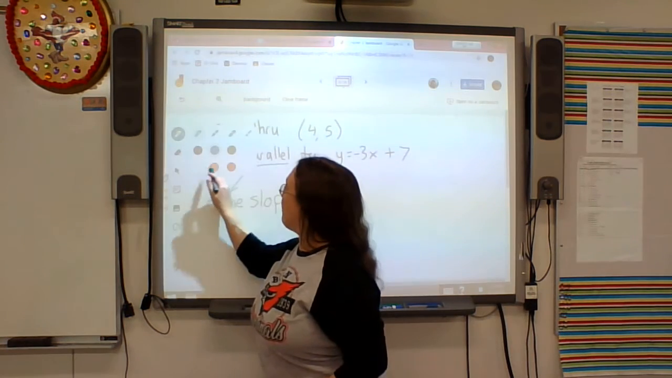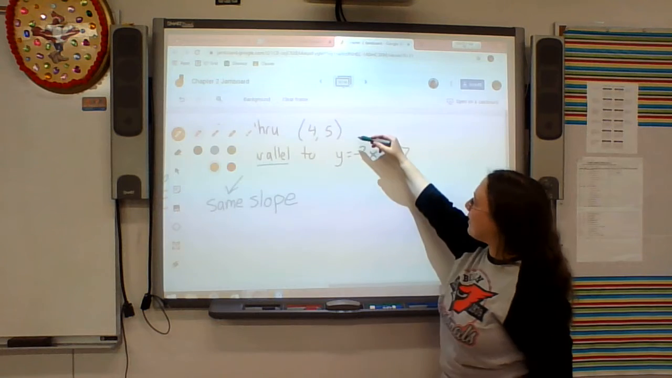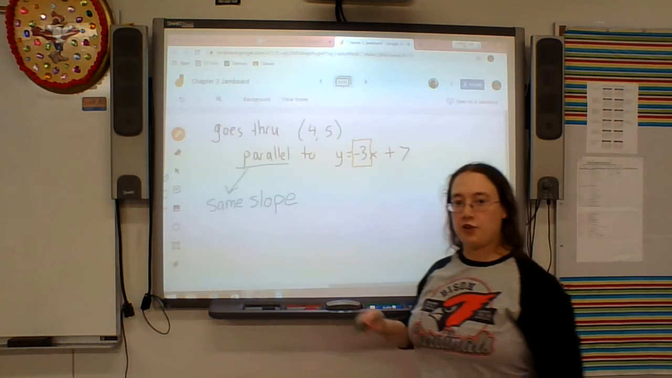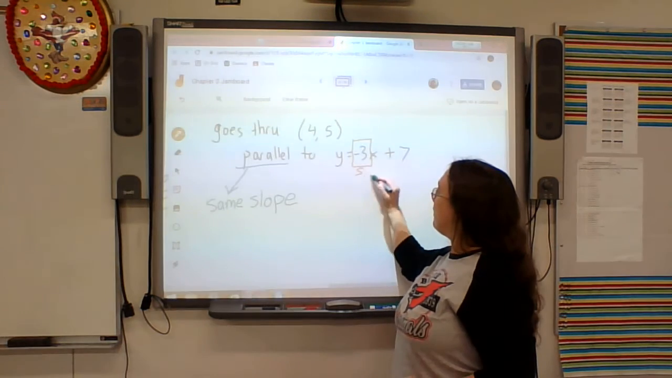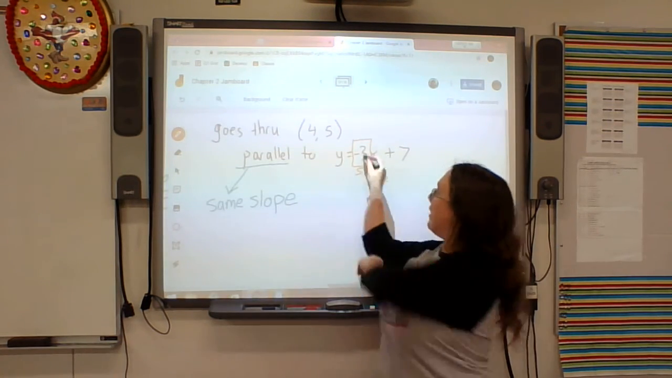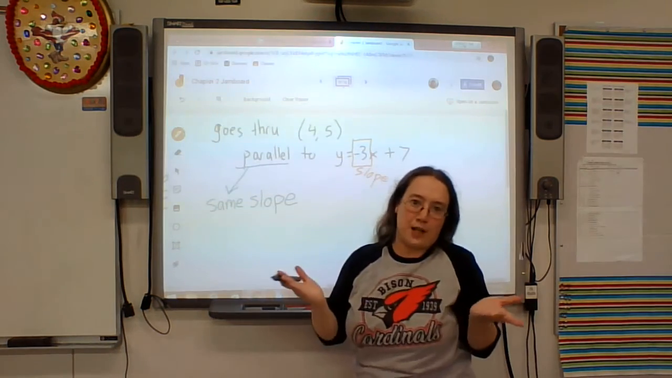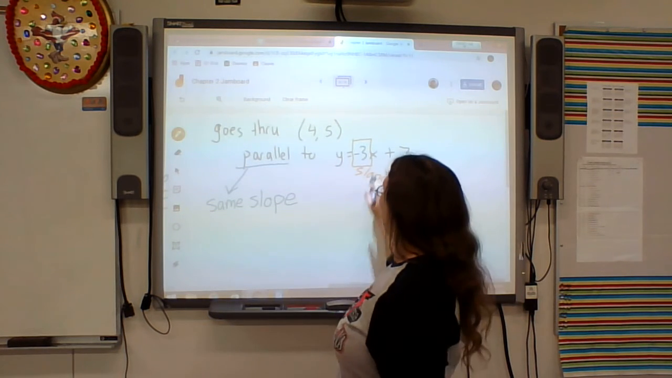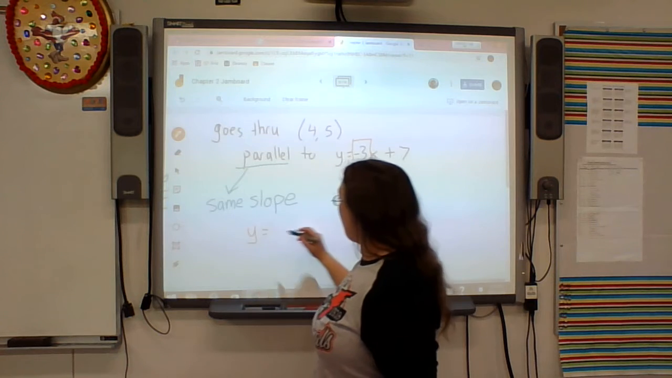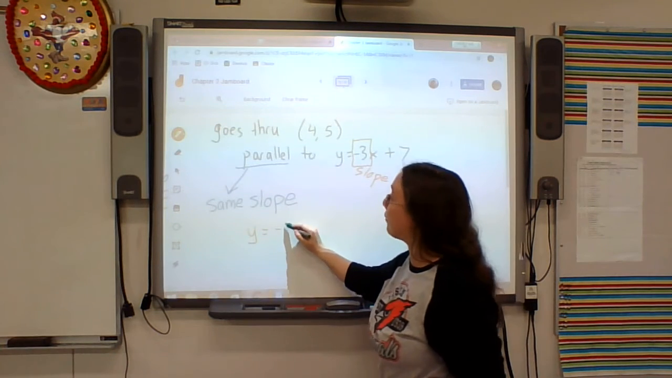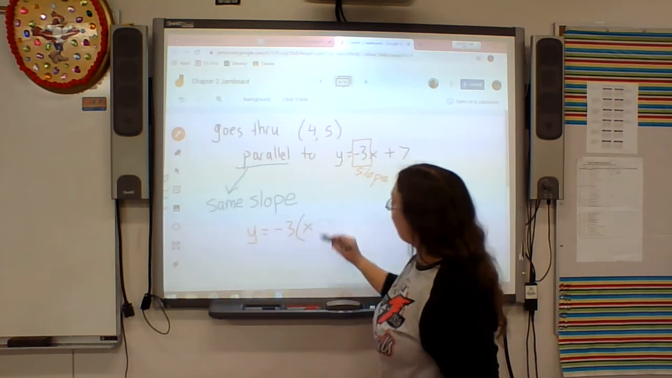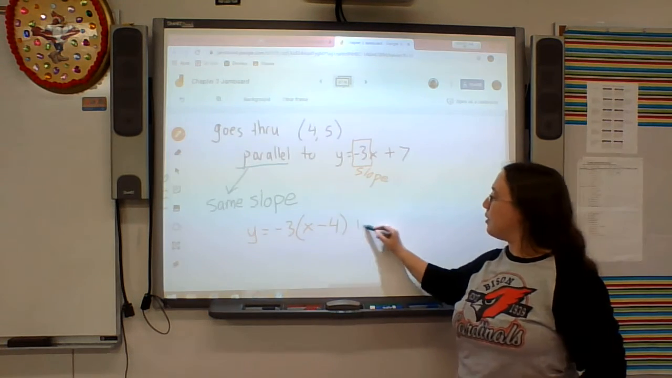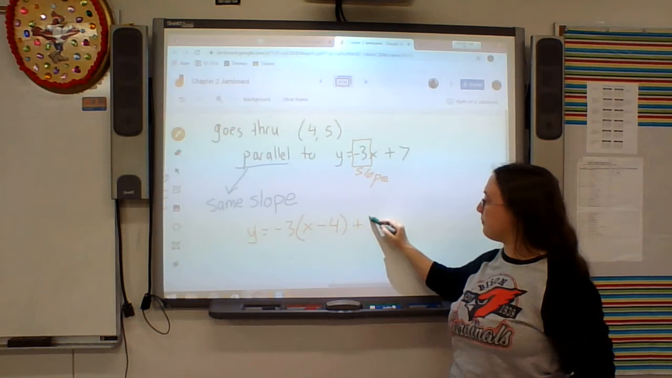So the only part of this that we're really interested in is this negative 3. That's our slope. So we're really just going to take that slope and this point, and we're going to plug them into point slope form again. You're going to get really familiar with point slope form if you aren't already. So we're going to take our y equals, our slope is a negative 3, x minus our x1 is a 4, plus our y1, which is 5.